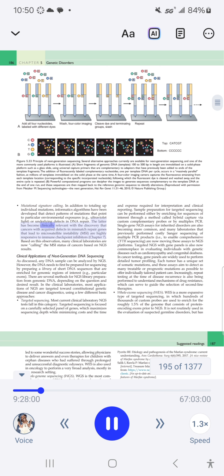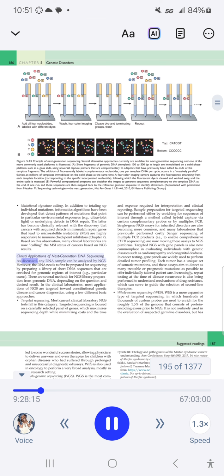The latter has become clinically relevant with the discovery that cancers with acquired defects in mismatch repair genes that lead to microsatellite instability (MSI) are highly responsive to immune checkpoint inhibitors. Based on this observation, many clinical laboratories are now calling the MSI status of cancers based on NGS results.